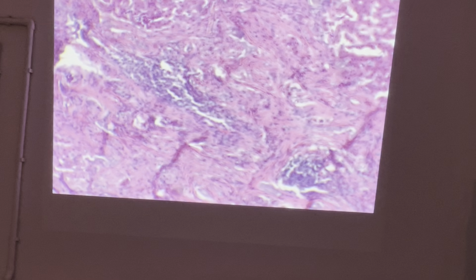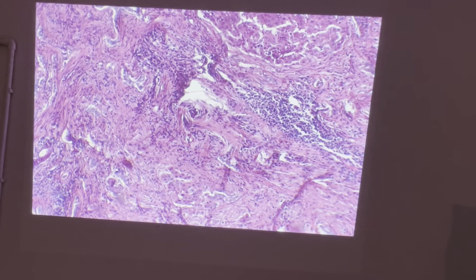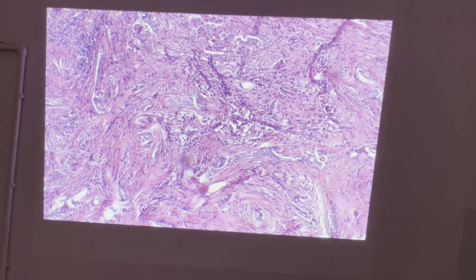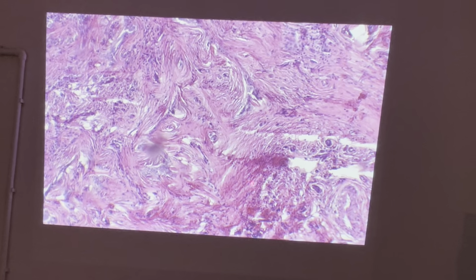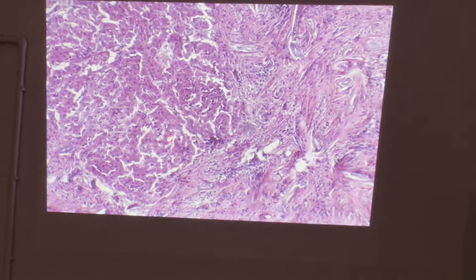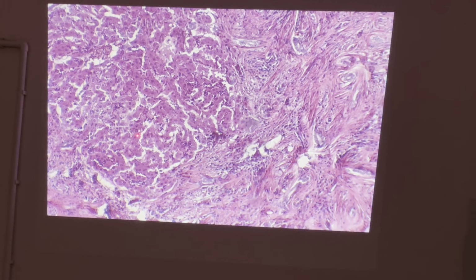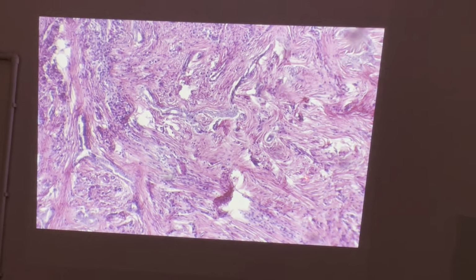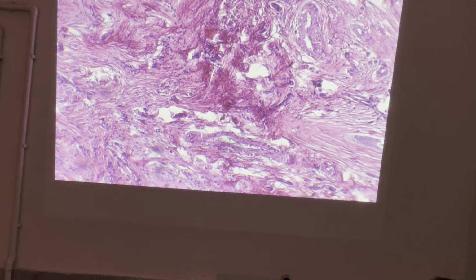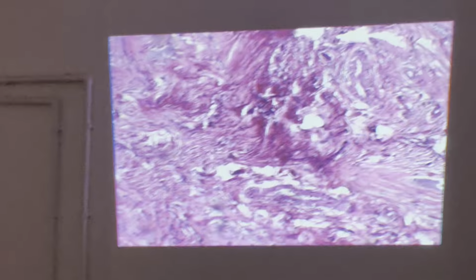Let's see the high power. Inflammatory cell fibrosis. We have a completely fibrosis. This section is taken from the bile duct. What about your diagnosis? There is a coagulative necrosis. So, what about your diagnosis? If you found completely fibrosis of the portal area, it's called by what?